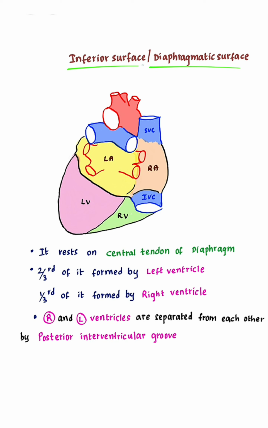Inferior surface or diaphragmatic surface. It rests on the central tendon of diaphragm. Two-thirds of it is formed by left ventricle. One-third of it is formed by right ventricle. Right ventricle and left ventricle are separated by the posterior interventricular groove.